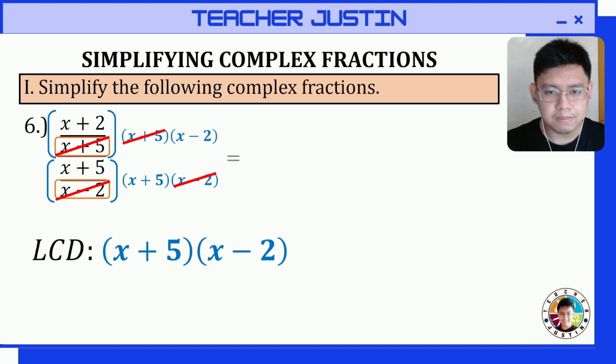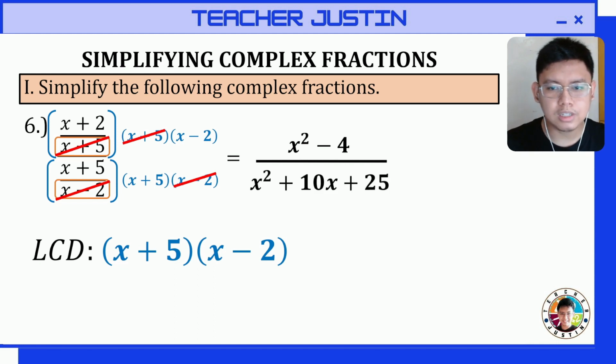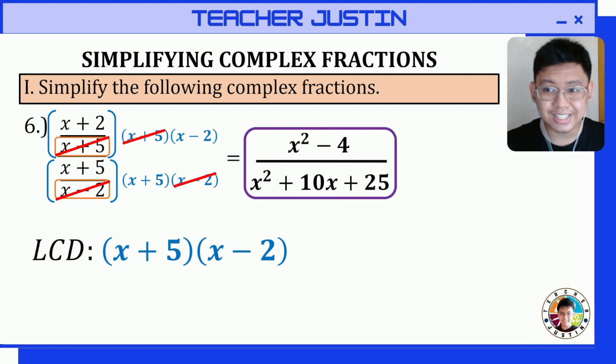Then, let's multiply. So, yung sa numerator natin, x plus 2 times x minus 2. Okay, apply tayo ng FOIL method or multiplying conjugates. So, x plus 2 times x minus 2 will be x squared minus 4. That's our numerator. Sa denominator naman, let's multiply x plus 5 and the quantity x plus 5. That will give us x squared plus 10x plus 25. And since we cannot simplify this anymore, this will be our final answer. And that's it. Ta-da!